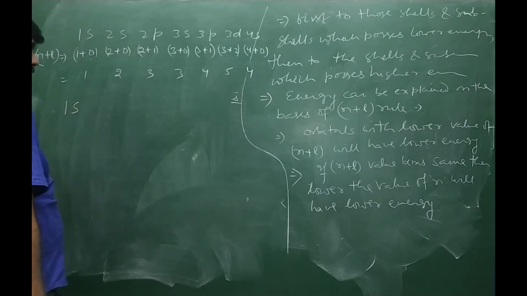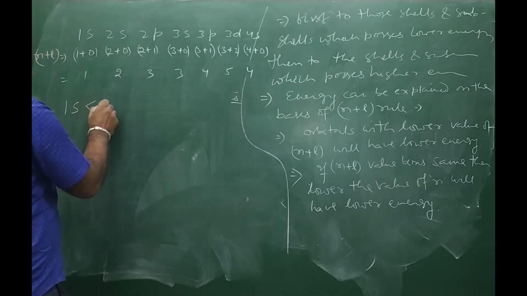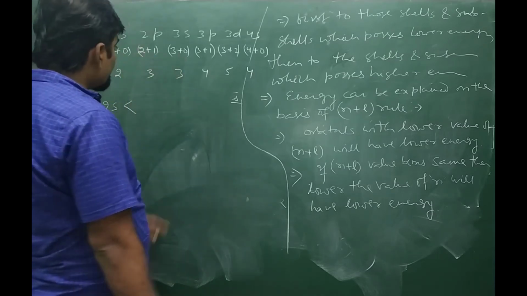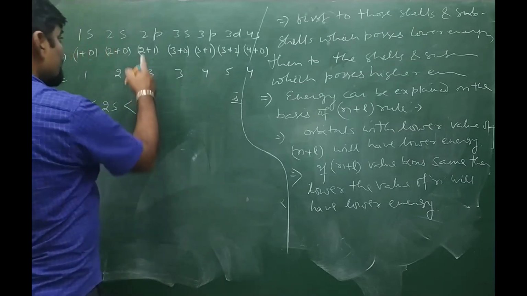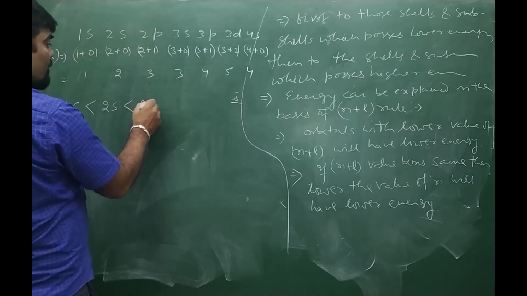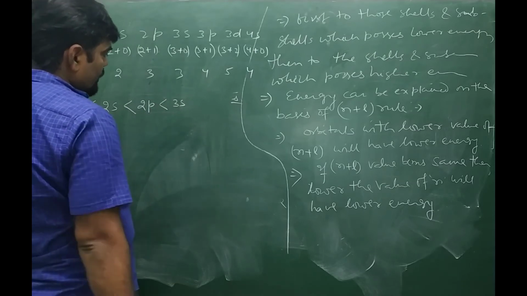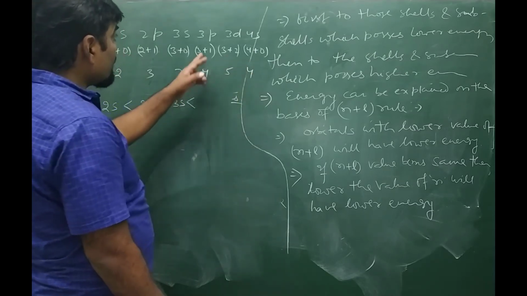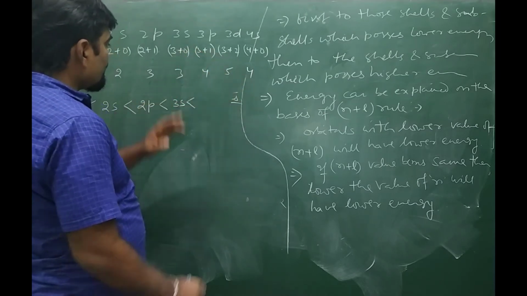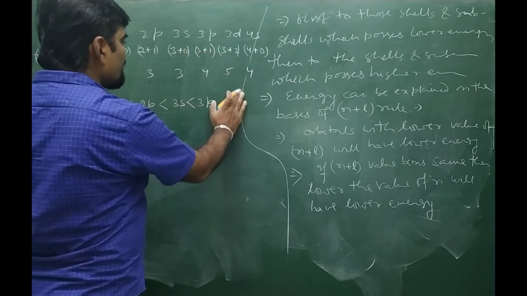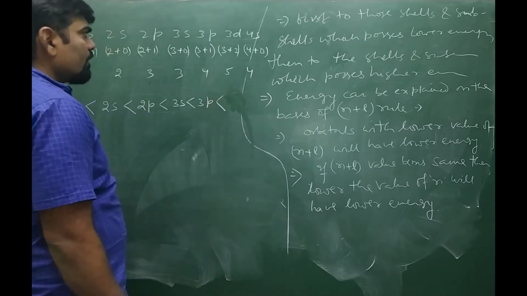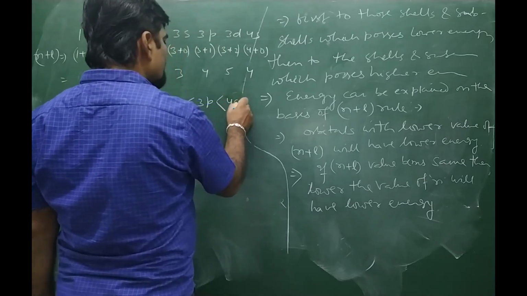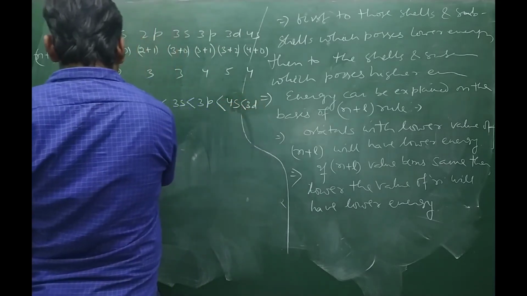So first of all 1s will have lower energy, then 2s, then 2p and 3s both will have the same value, 3 and 3. So the lower the value of N, the lower the energy, so 2p will have lower energy than 3s. Then 3s, then 3p and 4s. So 3p, same value 4 and 4. The lower the value of N, the lower the energy, so 3p will have lower energy. Then after that 4s and 3d, which will have lower energy? 4s. So 4s will have lower energy than 3d, and so on we can write.